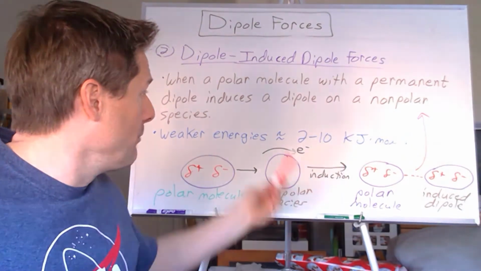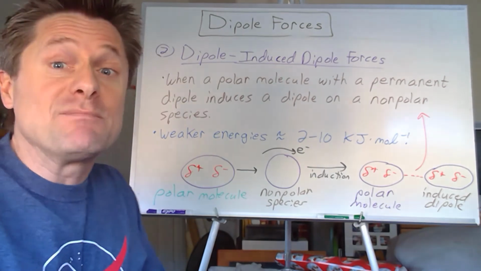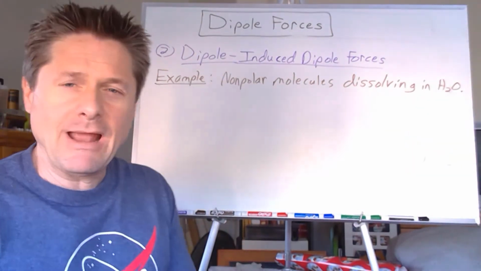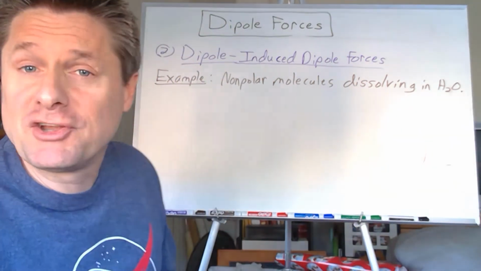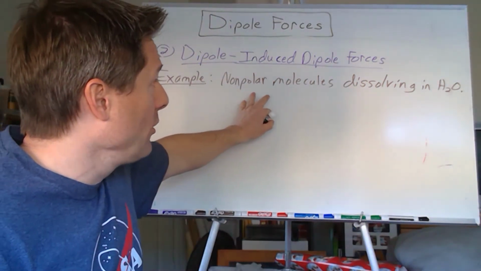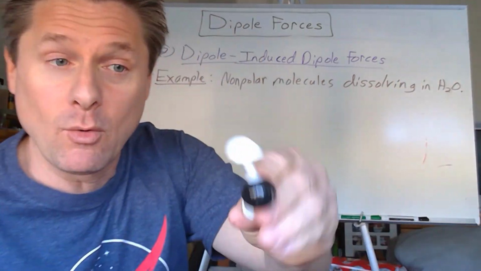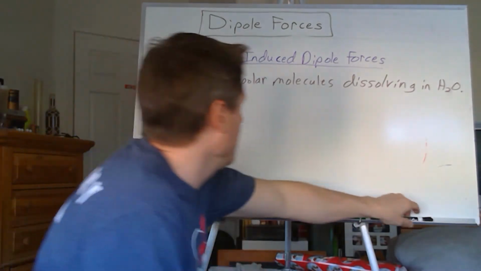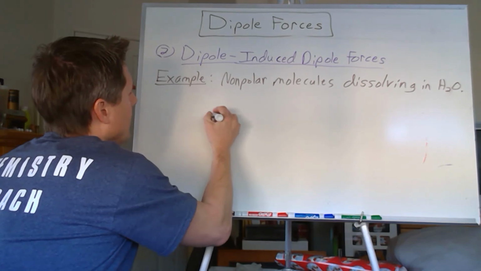Oh, all right, much weaker forces. Let's look at something specific. I'm out of room. I got to erase my board. All right, let's look at an example that may have some application to your everyday life, right? So nonpolar molecules dissolving in water. Water, of course, is polar, right? We talked about that. It's bent. So if we draw that water up here, let's see, we got water like this.